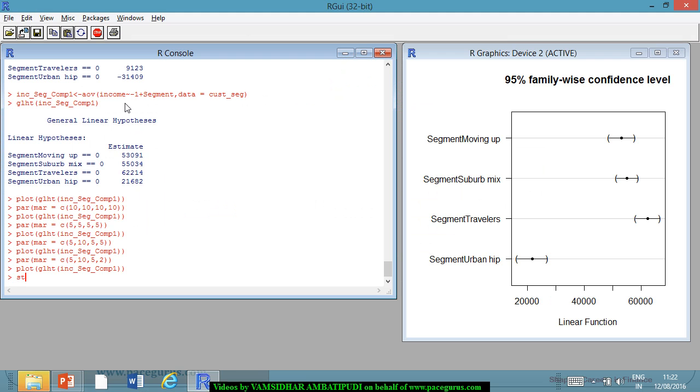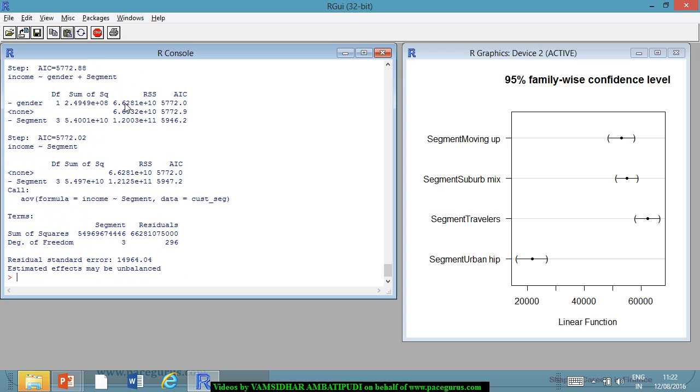So I'll take it as step. I'll perform a step, where I'm taking the AOV between the income versus all the other variables. When I have to say all the other variables, I can put a simple dot. Then income is being considered along with all the other variables. And the data that I am considering is cust underscore segment. This is a simple step function.